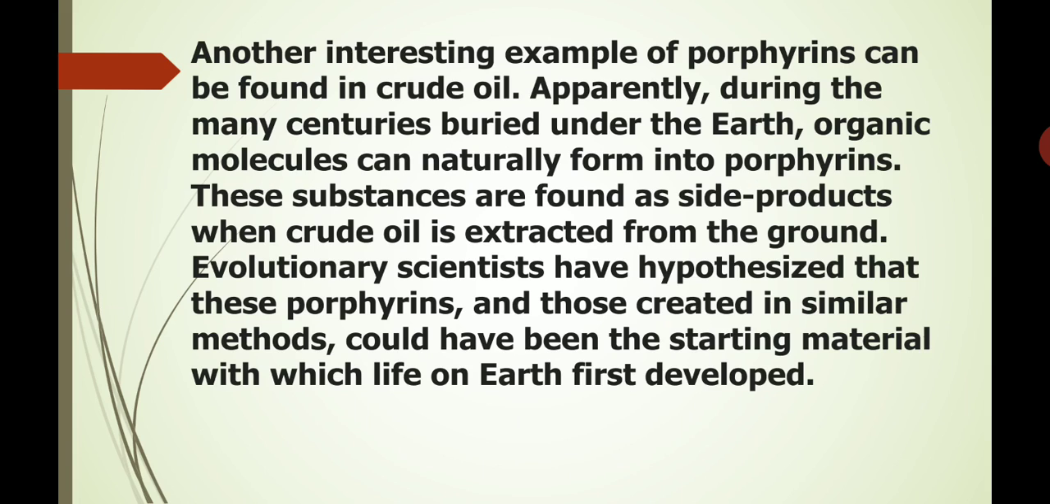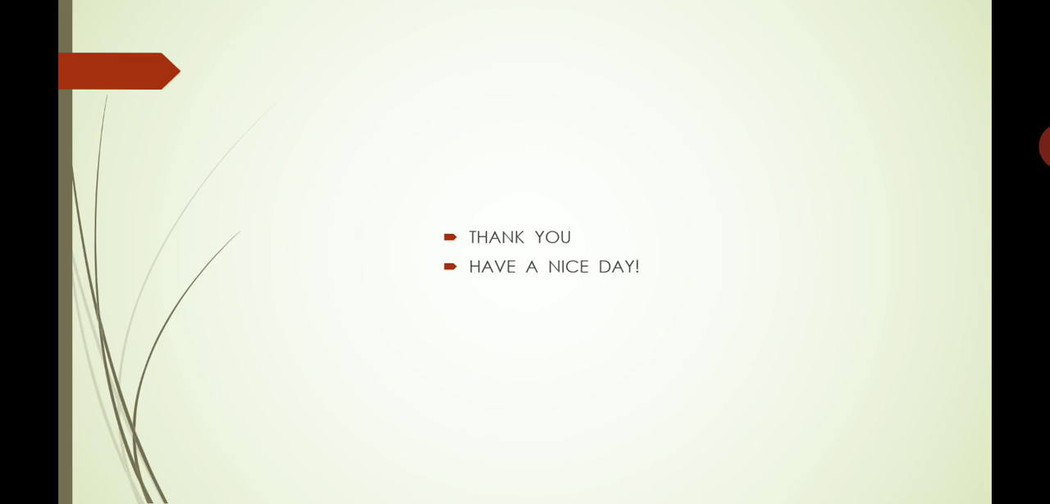Another interesting example of porphyrins can be found in crude oil. Apparently, during many centuries buried under the earth, organic molecules can naturally form into porphyrins. These substances are found as side products when crude oil is extracted from the ground. Evolutionary scientists have hypothesized that these porphyrins and those created by similar methods could have been the starting material with which life on earth first developed.